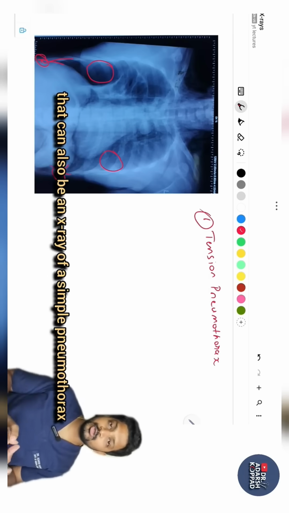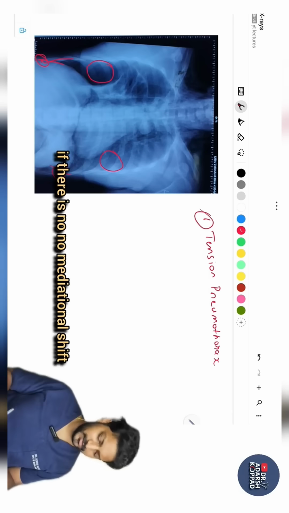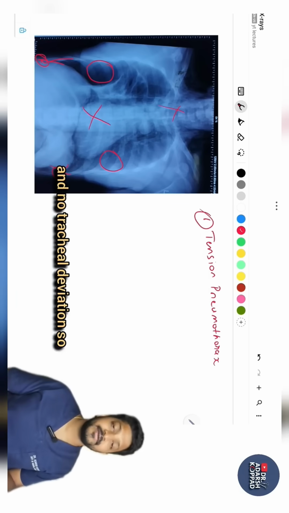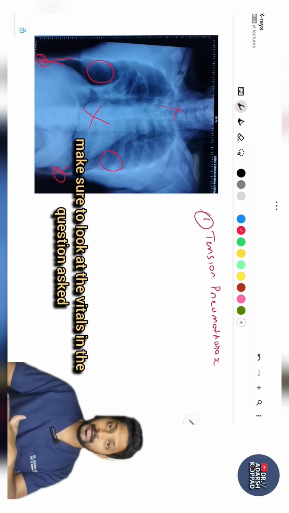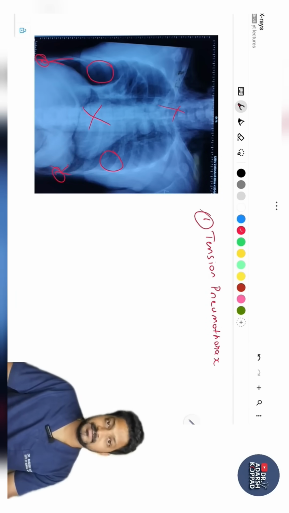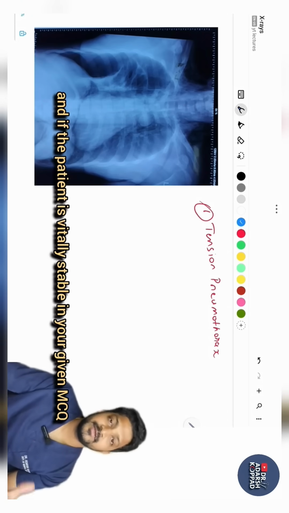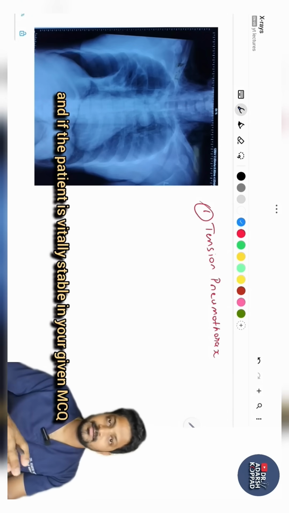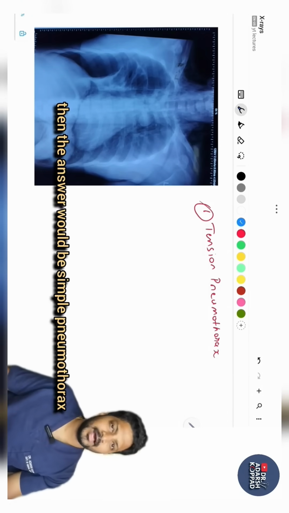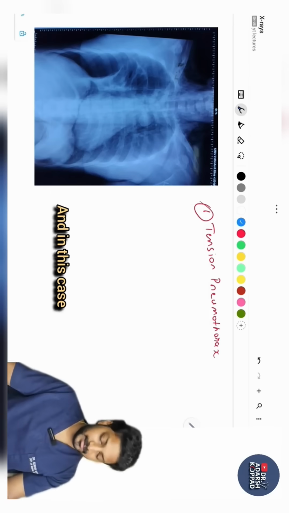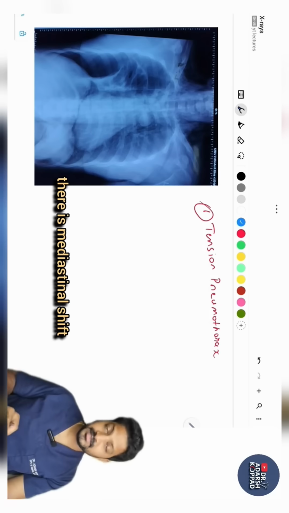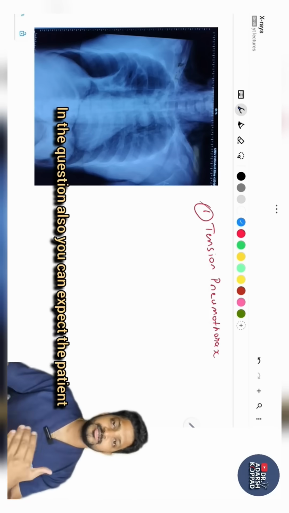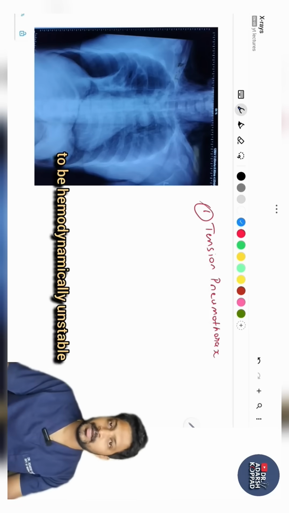pneumothorax. There can also be an X-ray of a simple pneumothorax if there is no mediastinal shift and no tracheal deviation. So make sure to look at the vitals in the question asked. If there is no mediastinal shift and if the patient is vitally stable in your given MCQ, then the answer would be simple pneumothorax. And in this case, there is mediastinal shift, there's tracheal deviation, and in the question also you can expect the patient to be hemodynamically unstable.